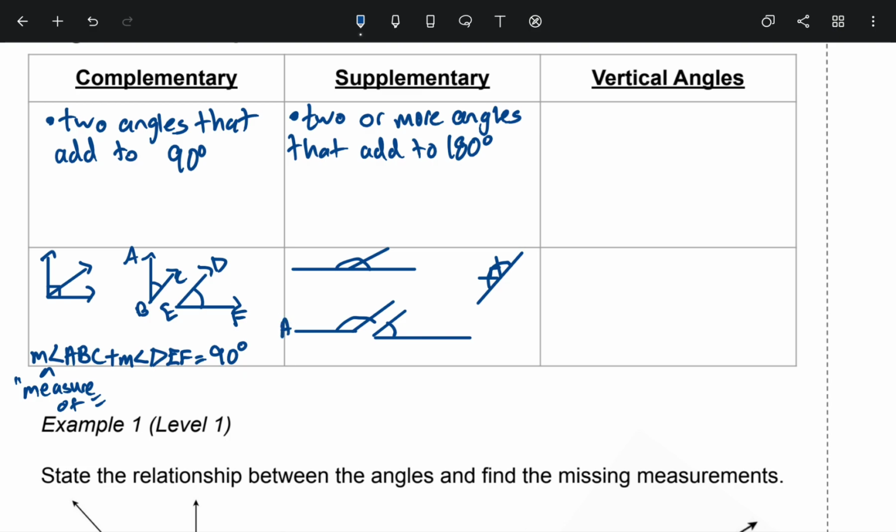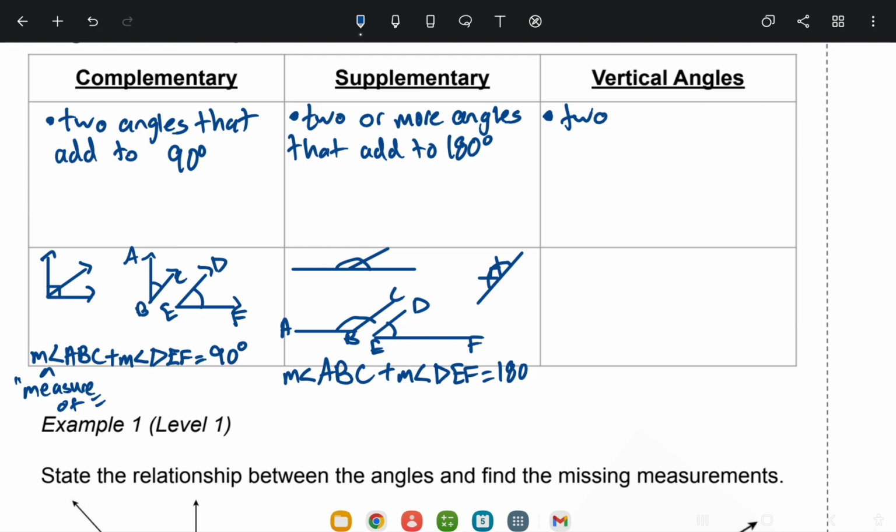Now let's use this as our example here, ABC, DEF. So the measure of angle ABC plus the measure of angle DEF equals 180 degrees. Now the last type of angle relationship that we're covering in this objective are vertical angles. And these are found when two lines intersect.